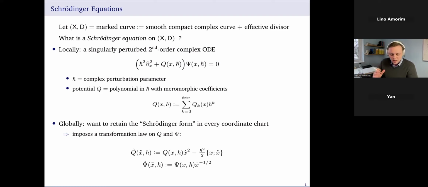And so you want the quantities in your formula, q and psi, to transform in a specific way that eliminates that first order derivative term, so that you retain the Schrödinger form.